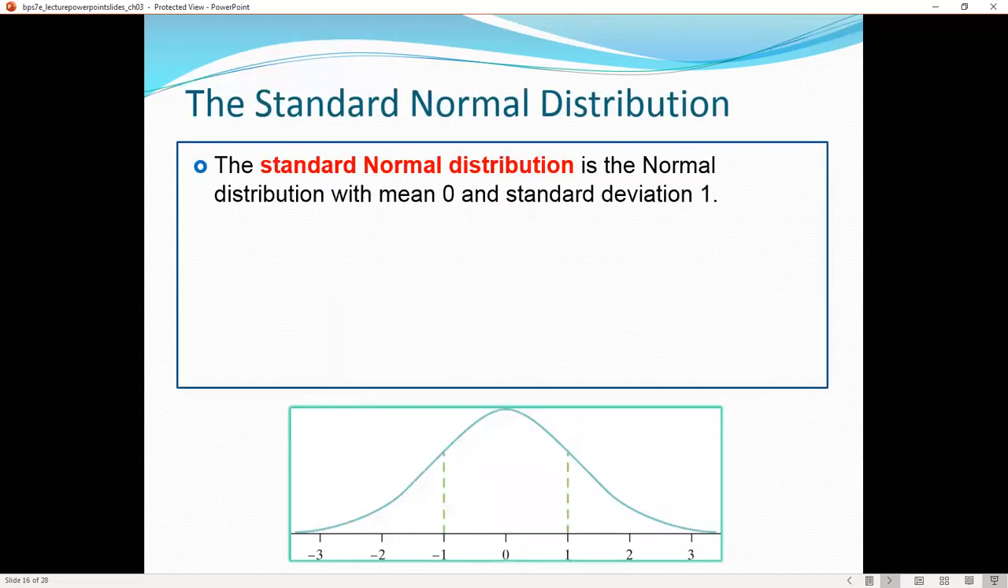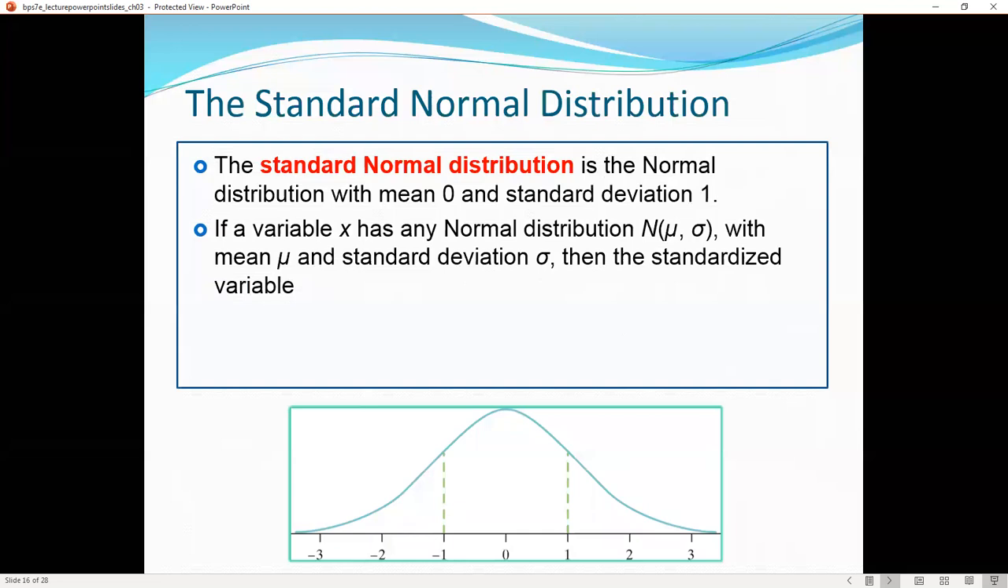The standard normal distribution is the normal distribution with mean 0 and standard deviation 1. If a variable has any normal distribution, written N of mu, sigma, with mean equal to mu and standard deviation equal to sigma, then the standardized variable z equals the difference between the observation and the mean, divided by the standard deviation.